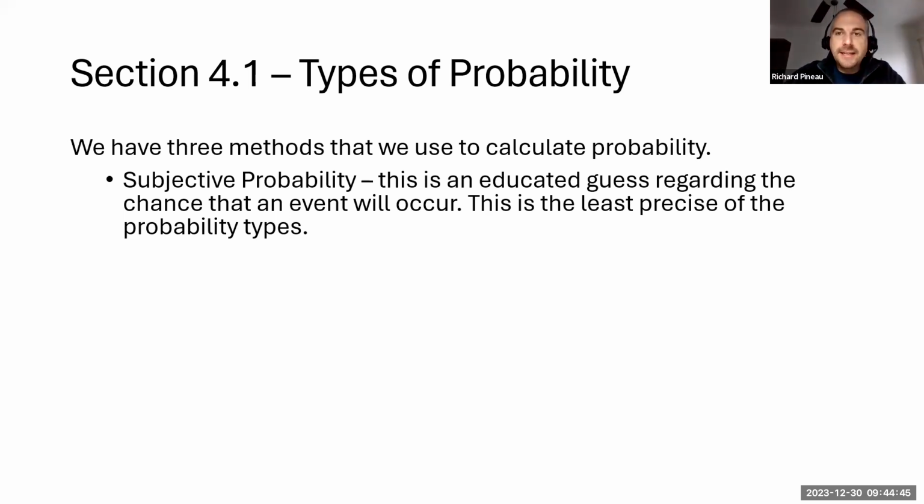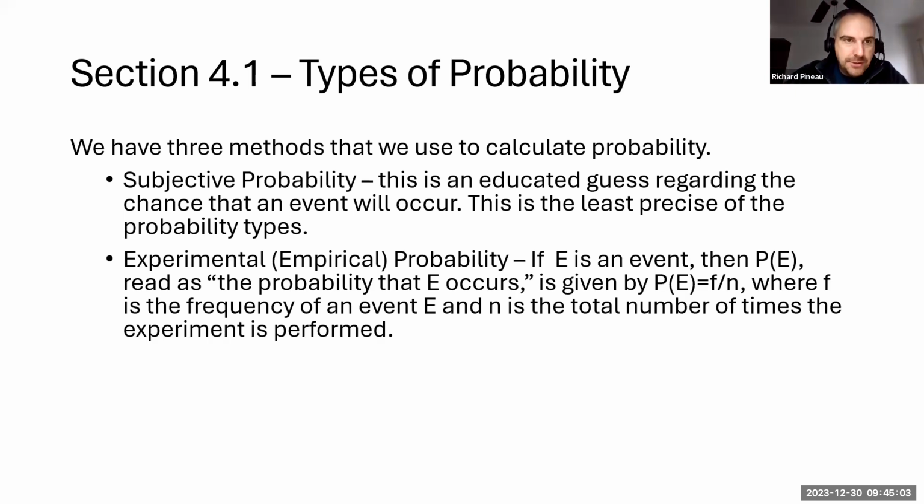It could be something like having overconfidence or maybe not enough confidence in oneself. So, for example, somebody saying, yeah, I'm probably going to fail this exam, right? Well, they may be underestimating their abilities in that respect. So that's why this one is the least precise of the probability types.